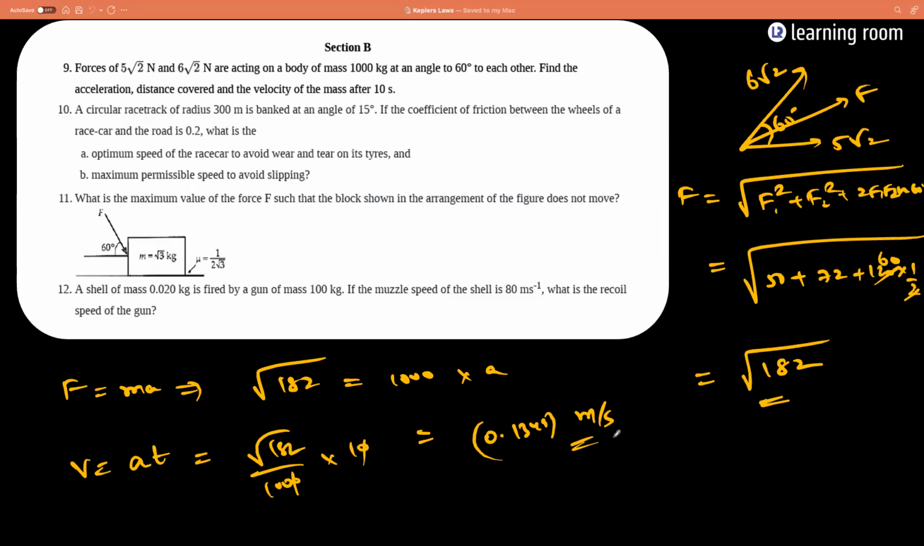1 by 10. So 13.49 by 10 is 1.349. You have a 2 in the denominator. So 1.349 by 2 is going to be 0.6745. That's going to be the answer. That is the distance covered by the object.